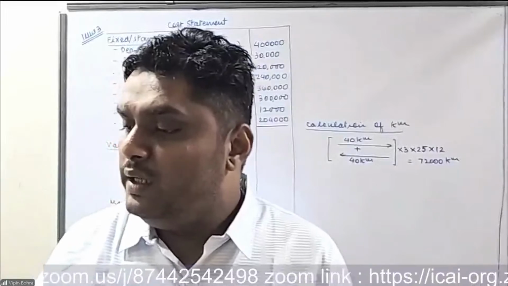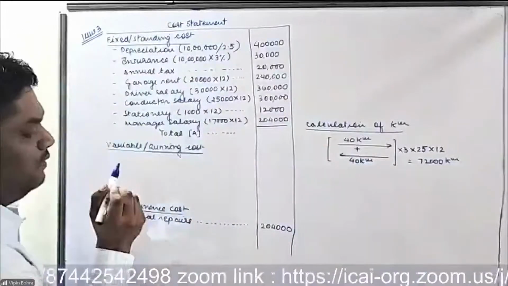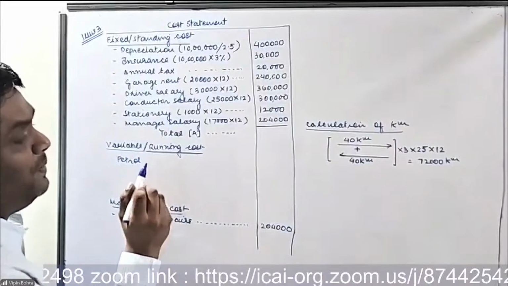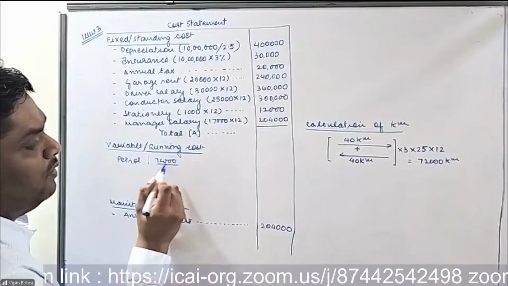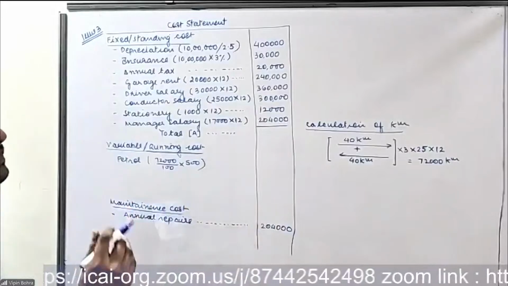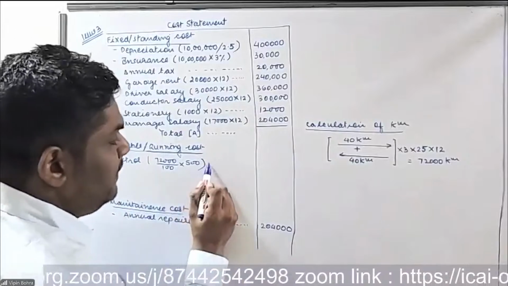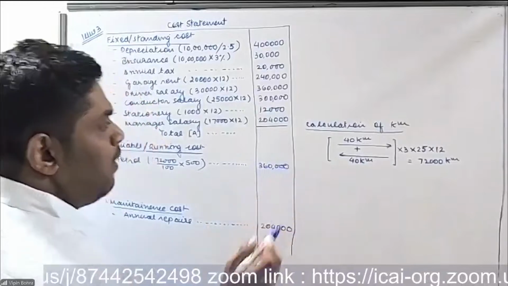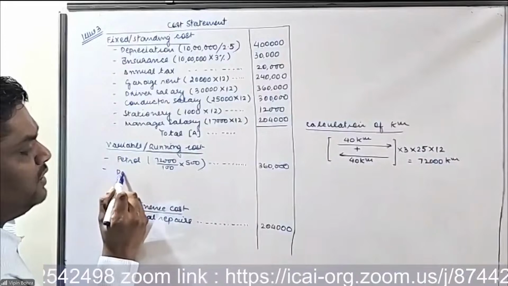Now we can easily calculate the petrol and oil cost. It is rupees 500 for every 100 kilometers. So total 72,000 kilometers. For every 100 kilometers, we do spend 500 rupees. So the total petrol cost will be 3,60,000. Further, we have to calculate the driver and conductor commission also.